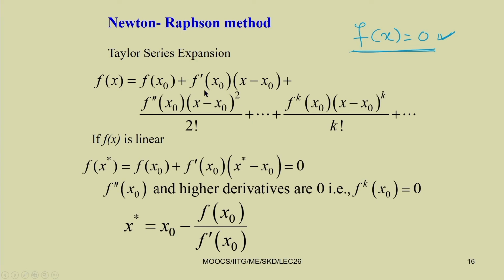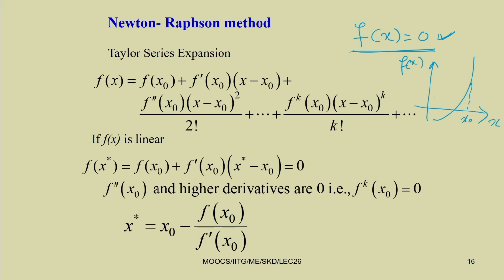So, we can approximate this function f x. So we have a function, this is the function y. This is x, this is f x. We can approximate this function about any point x 0. Let this be the x 0 point. By using the Taylor series, we can write f x equal to f x 0 plus f dash x 0 into x minus x 0 plus f double dash x 0 into x minus x 0 square by factorial 2.